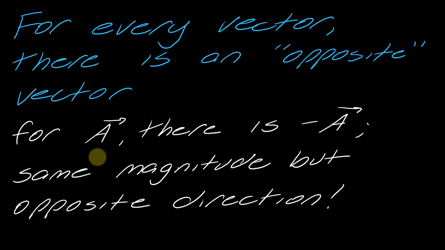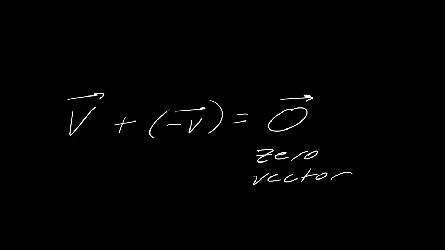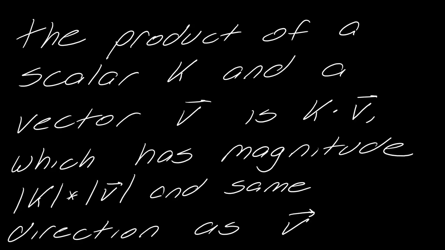So if you have some vector a, there's also negative a. These are the same magnitude, just going in the opposite direction. And just something to wrap your head around here: if I add a vector to its opposite vector, it's not zero, it's the zero vector. So it's still a vector. That can kind of mess with your head. So remember, you are now in vector land, so everything has to be vectors.